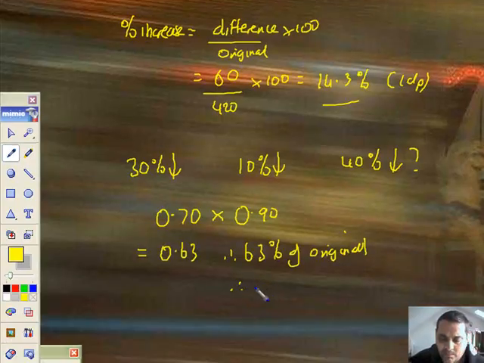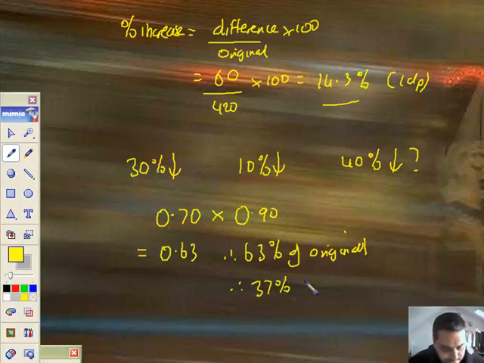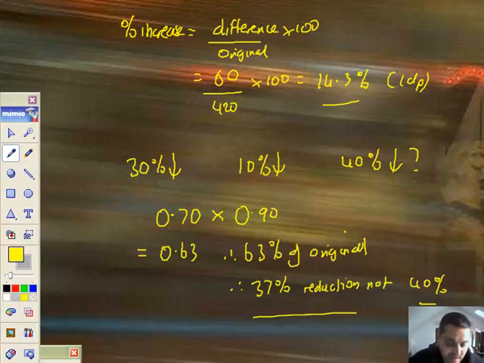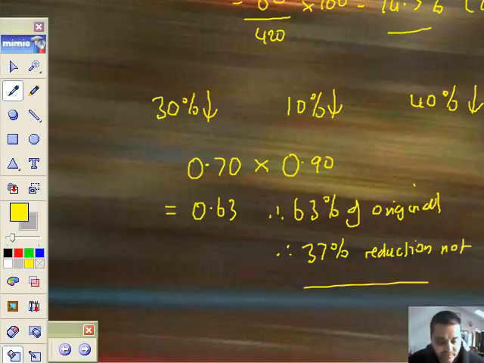Therefore that will be a 37% reduction and not a 40% reduction. It's a common mistake in people's thinking. Alright, that's lovely. Do I agree? No, I disagree. 37%, not 40%.